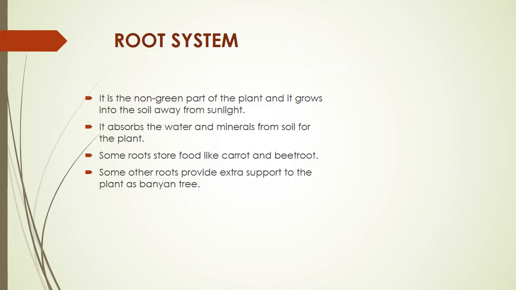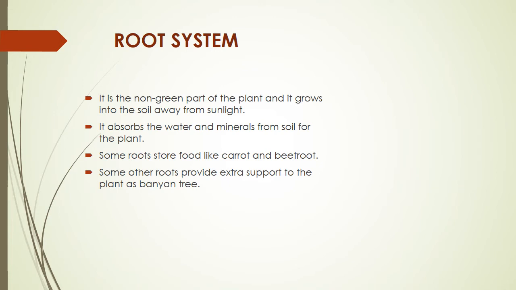Now we will learn about root system. Already I told you the root. Root is a part of a plant which grows under the soil, and we can say root is a part of plant which is away from sunlight. So as it is not getting the sunlight, it is the non-green part of a plant. It grows into the soil away from sunlight, and it absorbs the water and minerals from the soil for the plant.